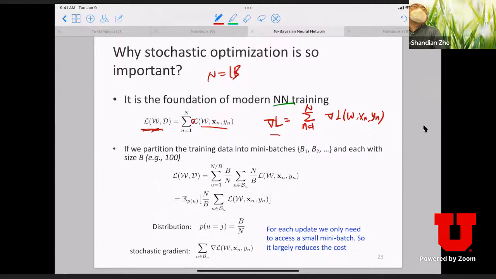That's really, really slow, given that modern neural networks are even larger. You have 1 million parameters, 2 million parameters. That's very common. So you can imagine this is too slow, and people won't use this type of method. Now how can we make our optimization more efficient? That's where stochastic optimization can play the role.